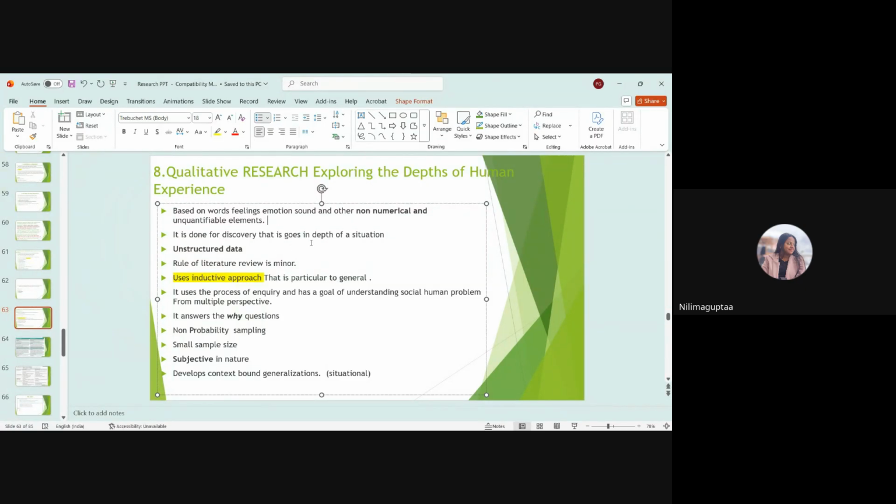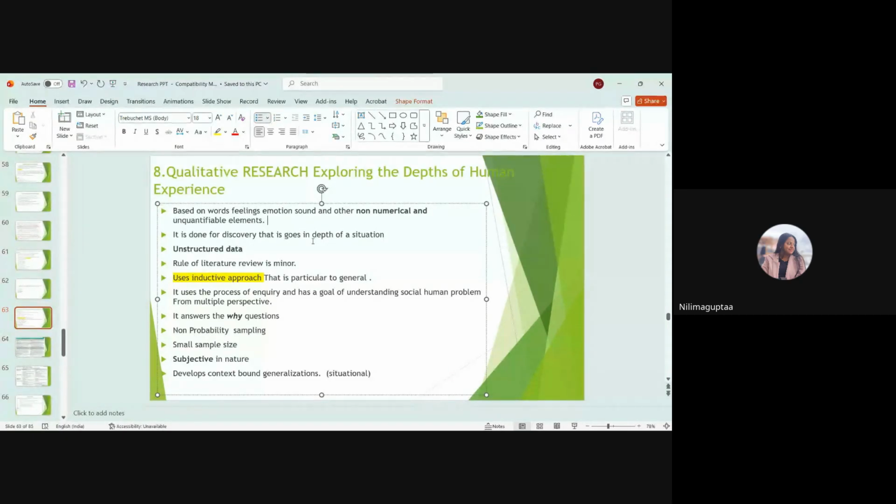It is done for discovery, and it goes into an in-depth study of a situation. Like the example that we took recently about criminals or drug addicts. Why they became or why they got into such a situation is qualitative research, how things happened in that way. It is unstructured. In qualitative research, we go with the flow. We see why things happened, whatever information we get, we collect it, and then we combine it and come to a conclusion. It uses an inductive approach, that is going from particular to general.